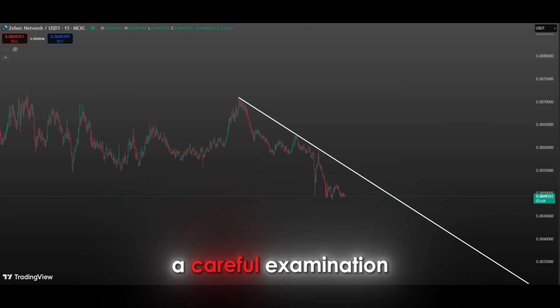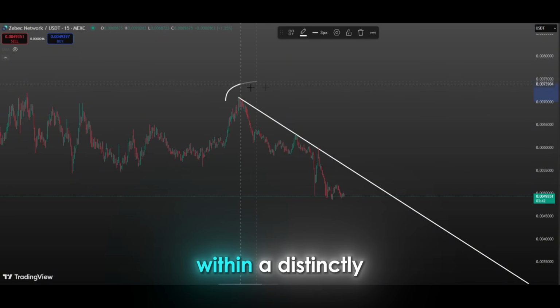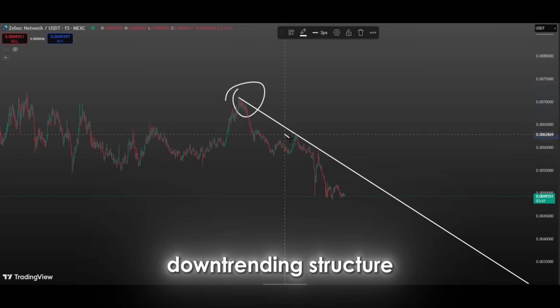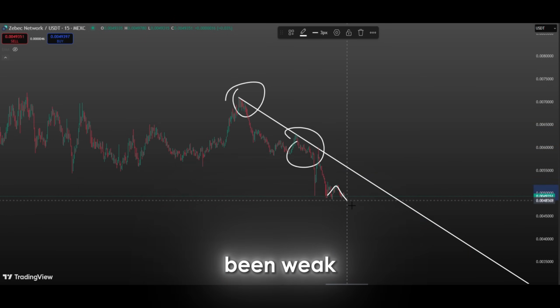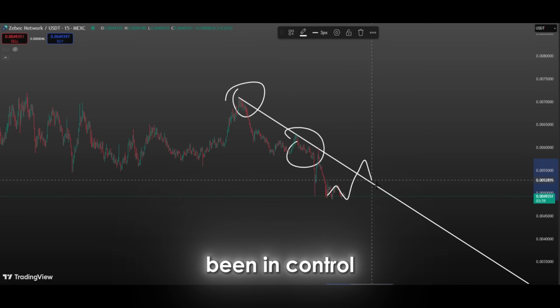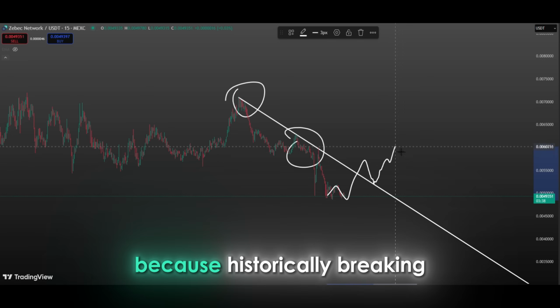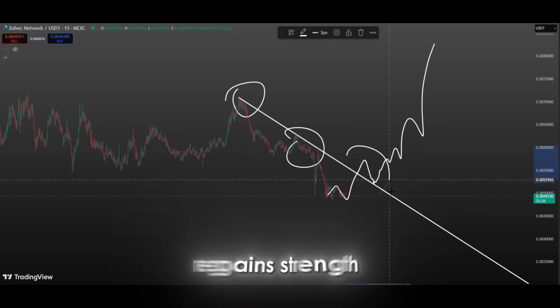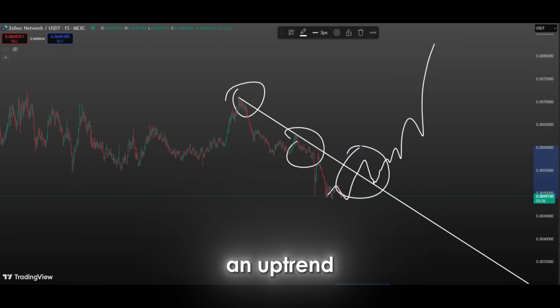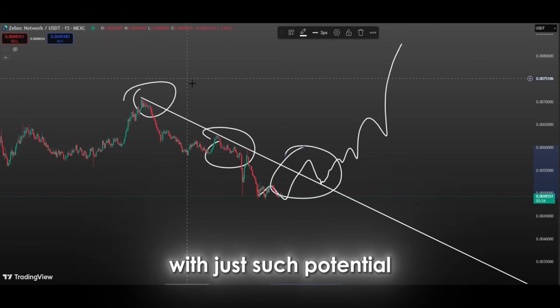A careful examination of the chart shows that the current price movements are fluctuating within a distinctly downtrending structure. Such downtrends represent periods in the past when buyers have been weak and sellers have been in control. However, this is also a harbinger of great opportunities, because historically, breaking downtrends marks the moment when the price regains strength and enters the initial phase of an uptrend. The chart structure currently under scrutiny presents a picture with just such potential.